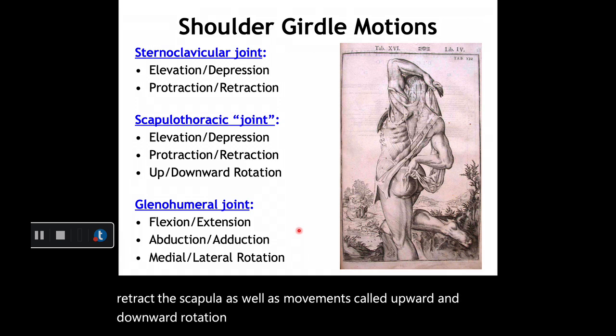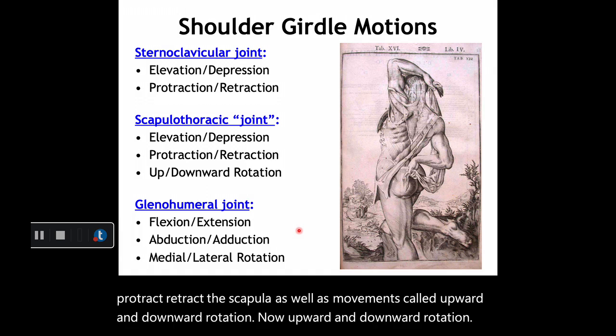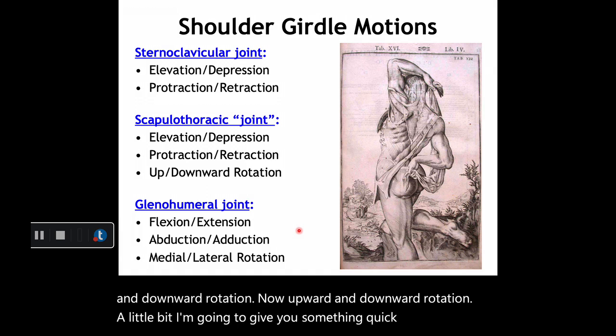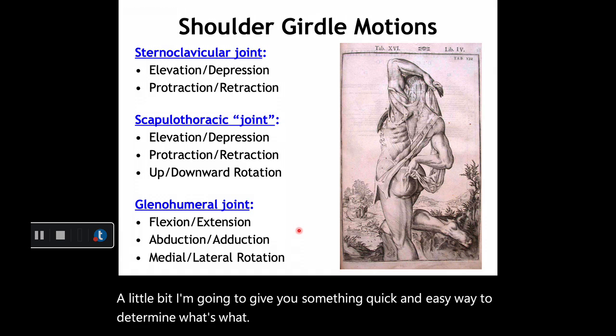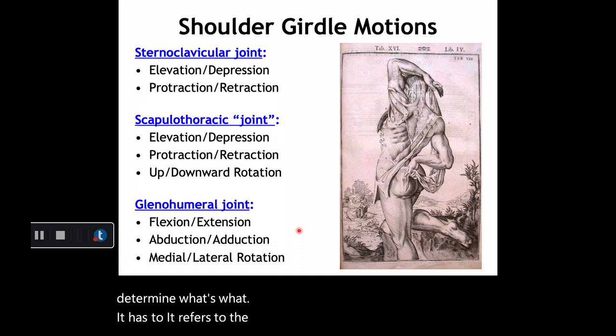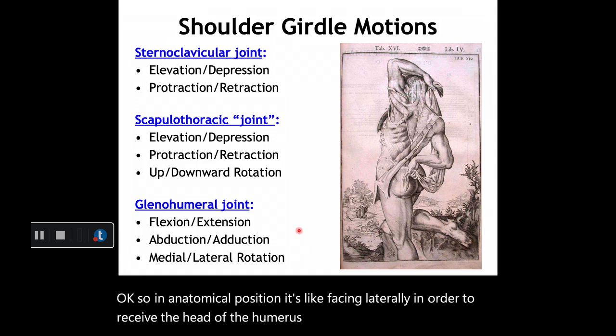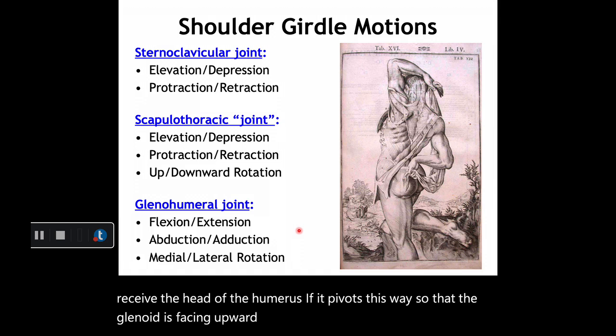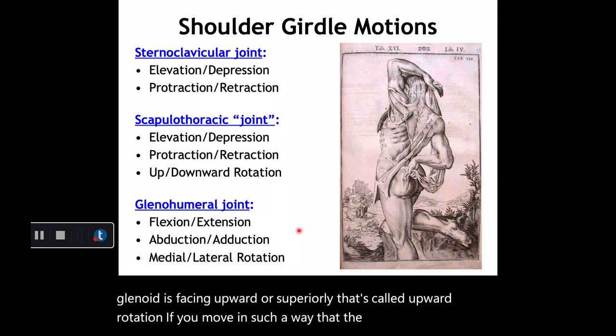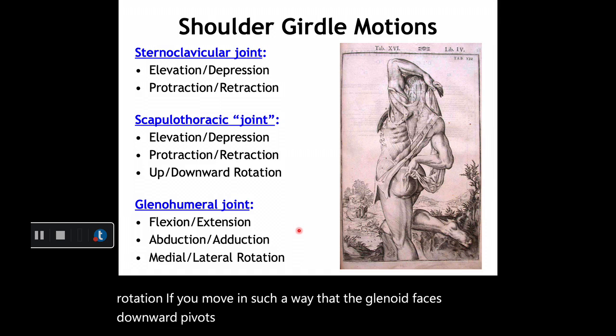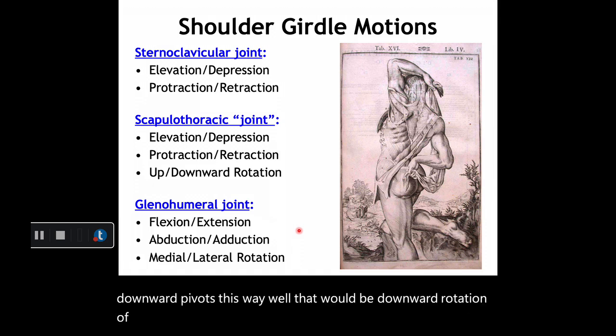Now, for upward and downward rotation, I'm going to give you a quick and easy way to determine what's what. It refers to the direction that this glenoid cavity or glenoid fossa is facing. In anatomical position, it's facing laterally in order to receive the head of the humerus. If it pivots this way so that the glenoid is facing upward or superiorly, that's called upward rotation. If you move in such a way that the glenoid faces downward, pivots this way, that would be downward rotation of the scapula at this scapulothoracic joint.